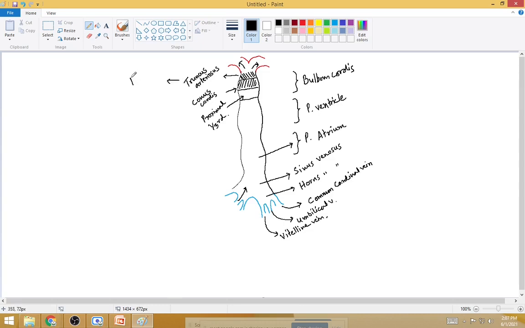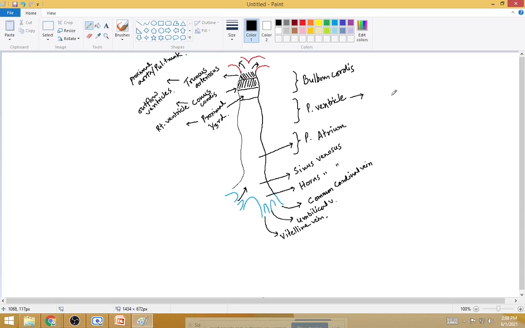The proximal part of the aorta and the pulmonary trunk. Okay. What will the conus cordis form? The outflow of both the ventricles. Okay. What will the proximal 1/3 form? Anyone? The right ventricle.